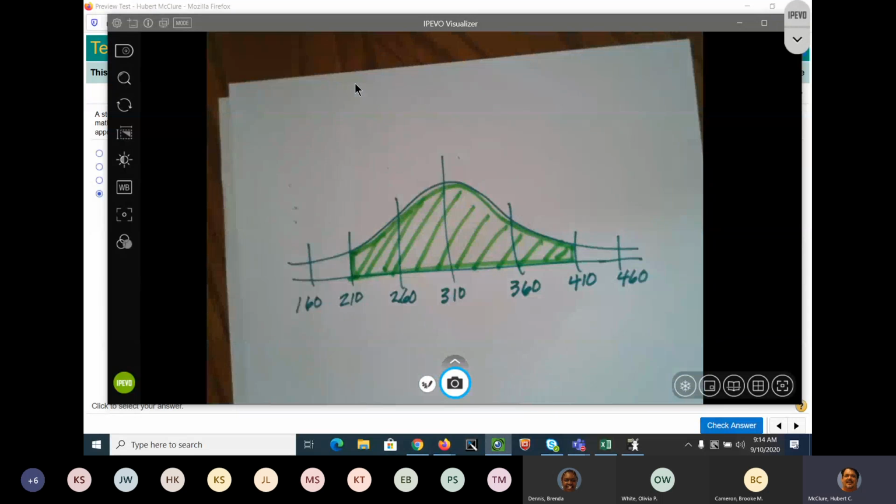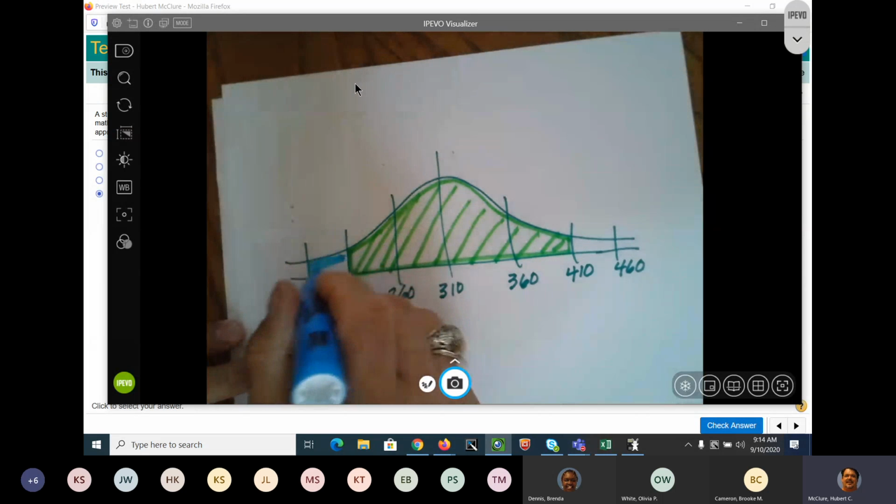I always use a blue. I don't like this blue highlighter, but I'm going to use it. There's my unusual.